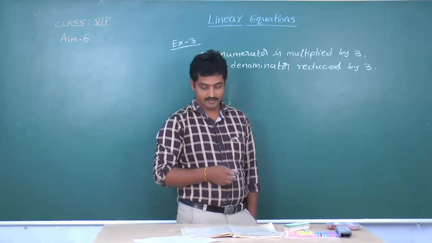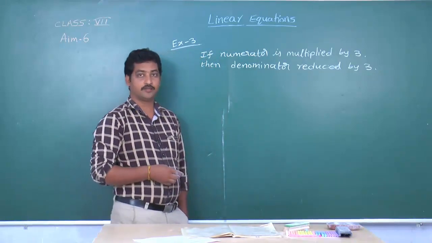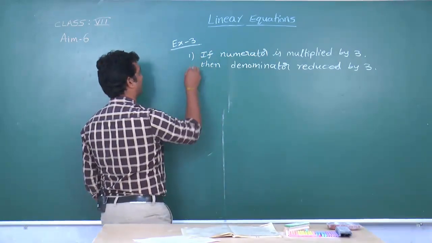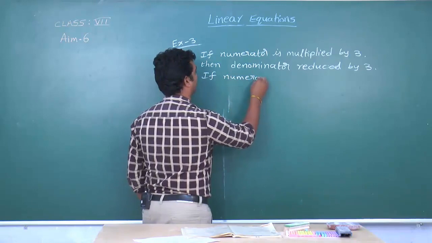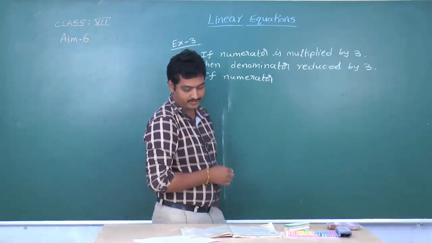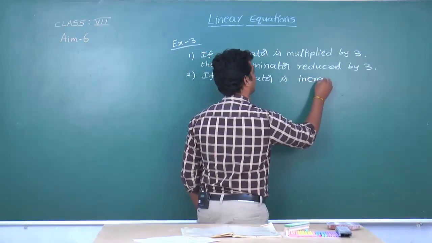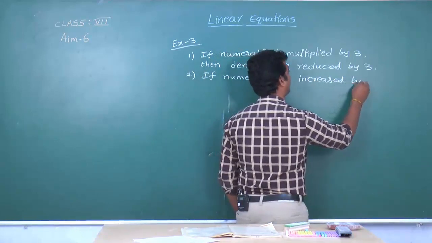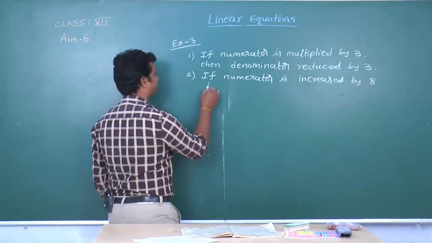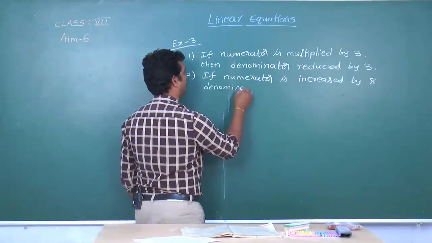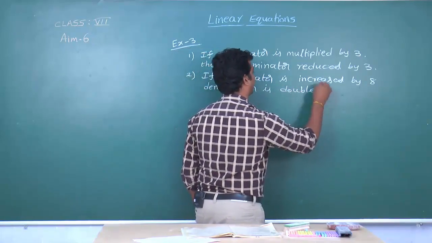That is, but if the numerator is increased by 8 and denominator is doubled, second condition. This is the first condition, this is the second condition. If the numerator is increased by 8, denominator is doubled.